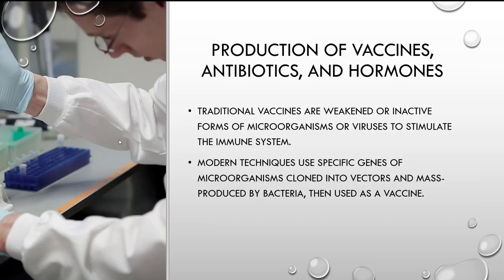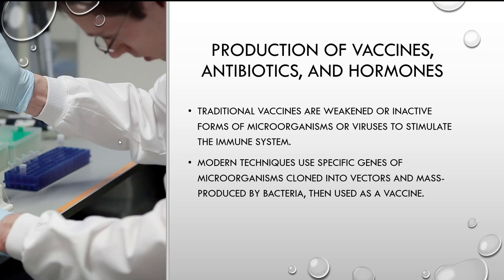We can also use biotechnology for the production of vaccinations, antibiotics, and hormones. So let's talk about vaccinations. Traditional vaccines are basically weakened or inactive forms of microorganisms or viruses used to stimulate the immune system. So basically we take an inactive form of the rhinovirus, for example, and give it to you, and that tells your body, oh, this is what it looks like, and then it stimulates your immune system to produce antibodies against it. So that's the traditional form.